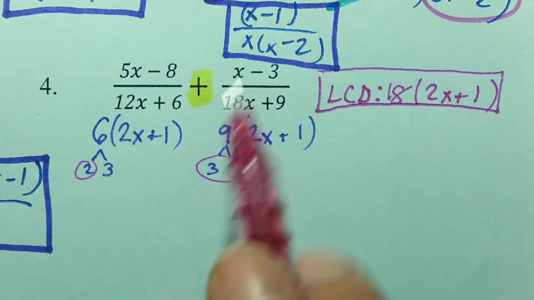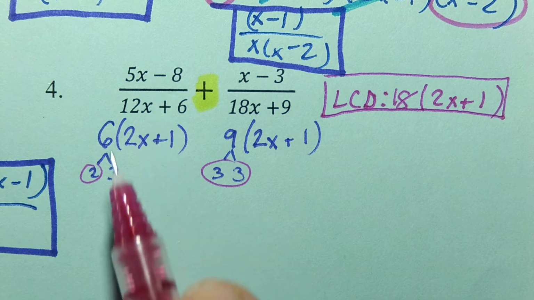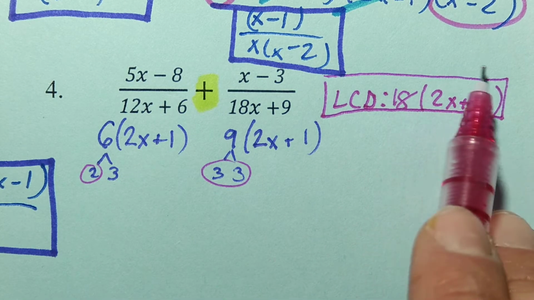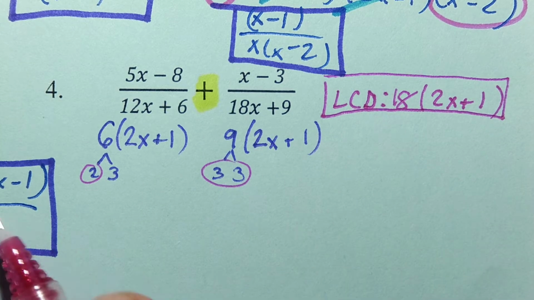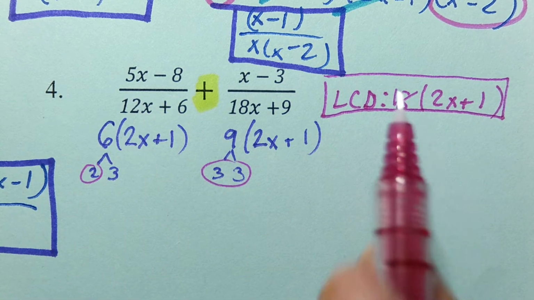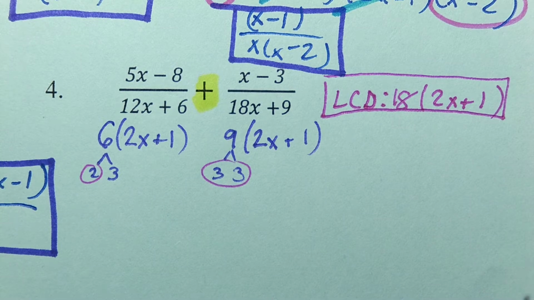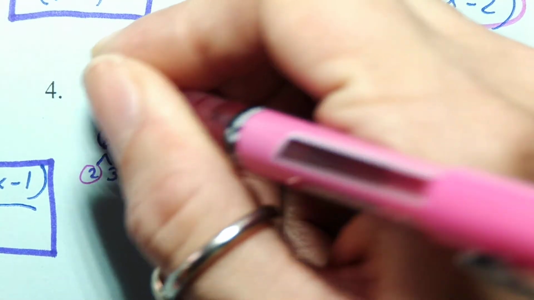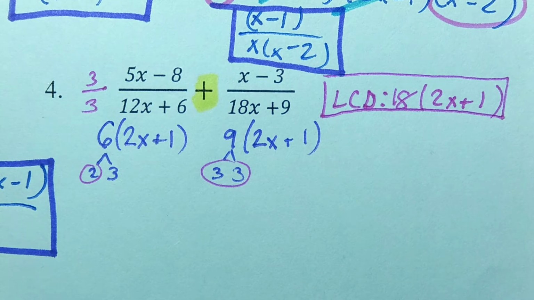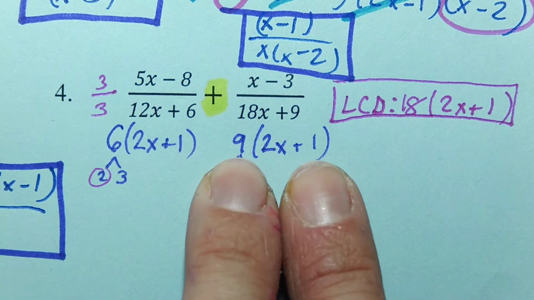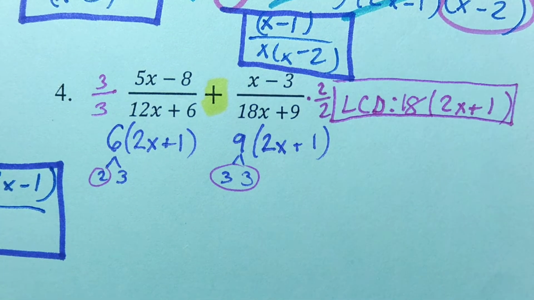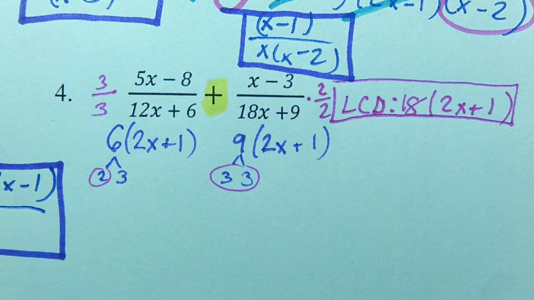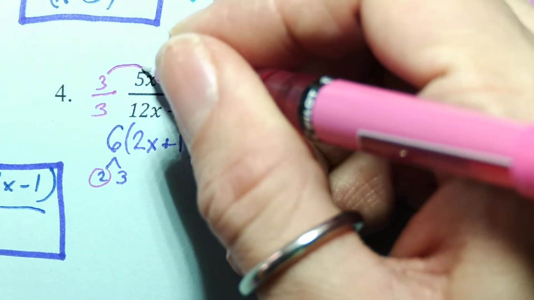What am I going to need to multiply this first fraction by to get this denominator to be equal to my least common denominator? How do I make 6 look like 18? Times 3. So times 3 over 3. What about this one? We've got 9 and we've got 2x plus 1. How do I make the 9 look like the 18? Times 2 over 2. So instead of rewriting the whole next line, I'm just getting a little lazy with my work, showing it right by the original problem.